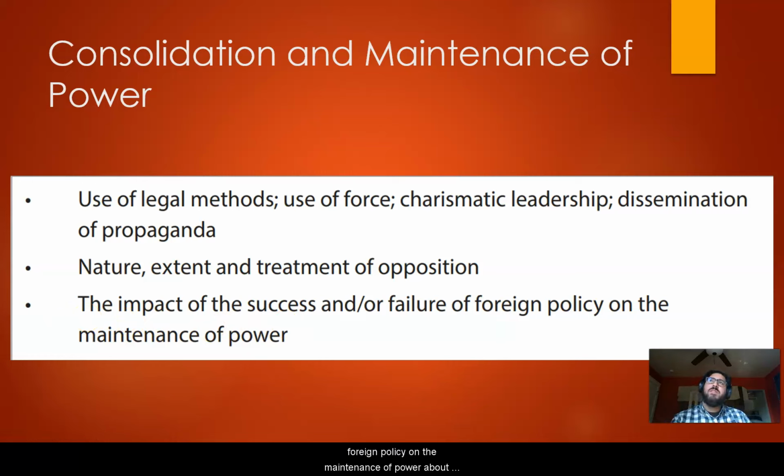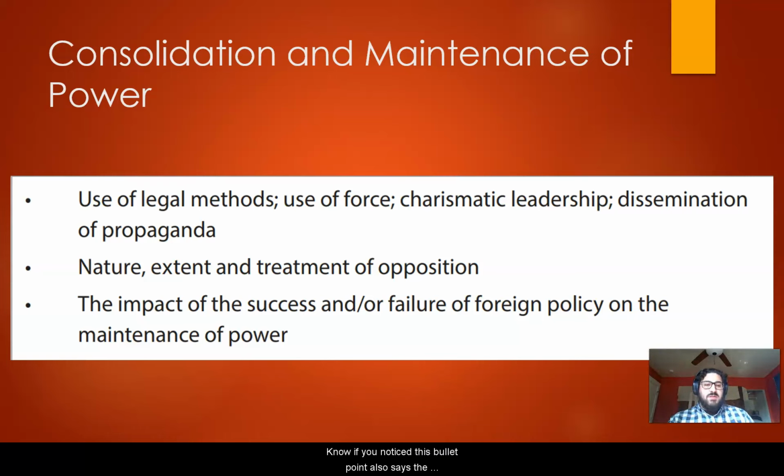The last one is the impact of the success and or failures of foreign policy on the maintenance of power. Now for this, when we're talking about the impacts of foreign policy, it's all about how one country interacts with another. In this case, it's how Nazi Germany interacted with multiple other countries. And we're going to look at peace treaties, non-aggression treaties, annexations, and whether Hitler's going to stay true to his word in the revoking of the Treaty of Versailles.